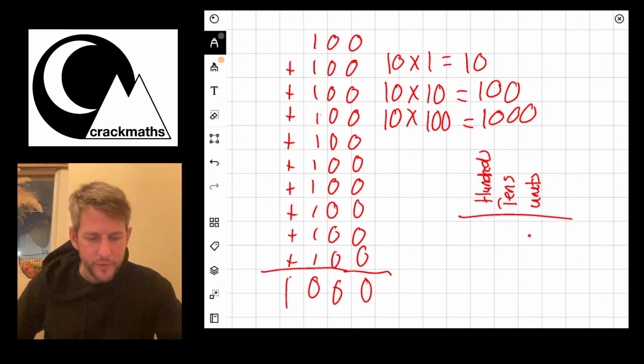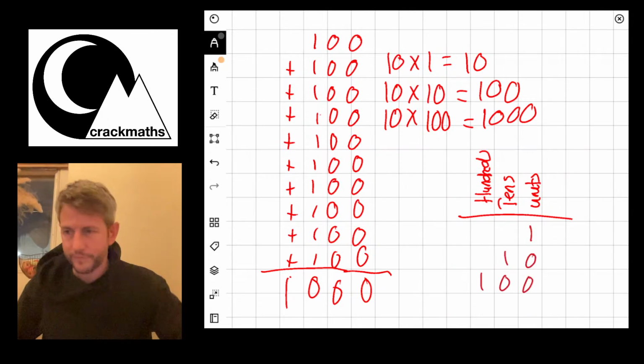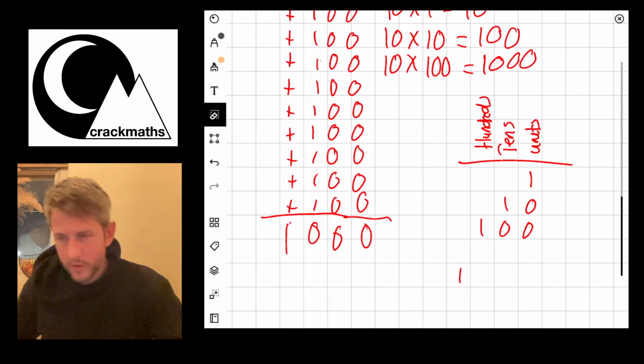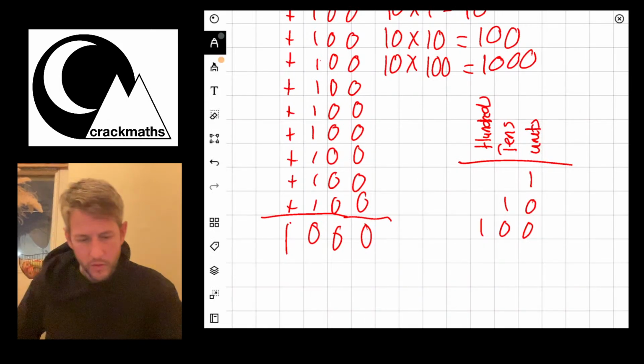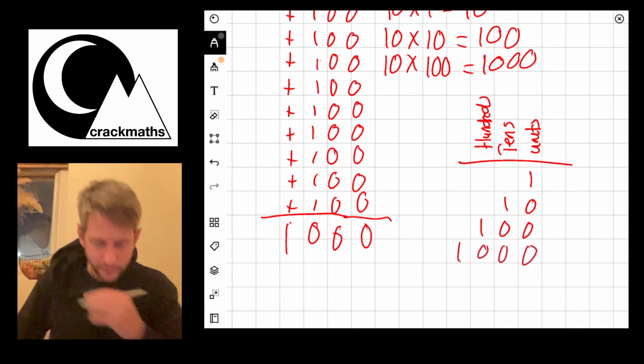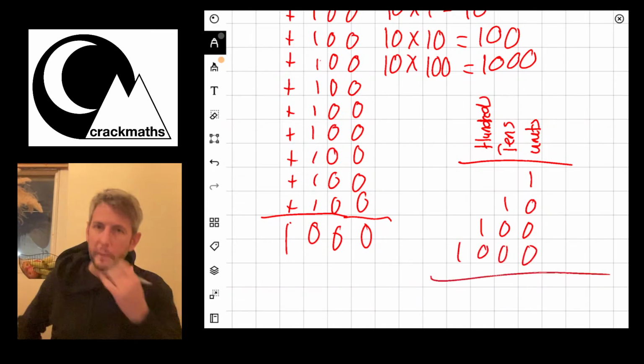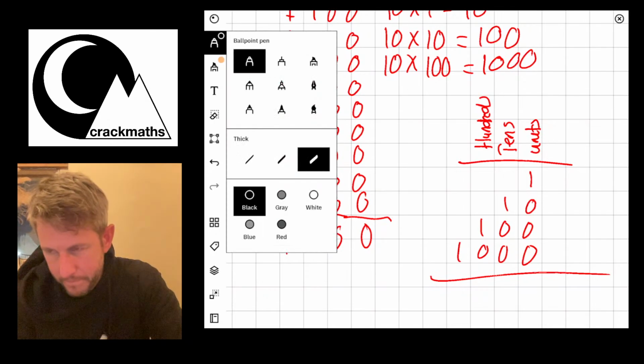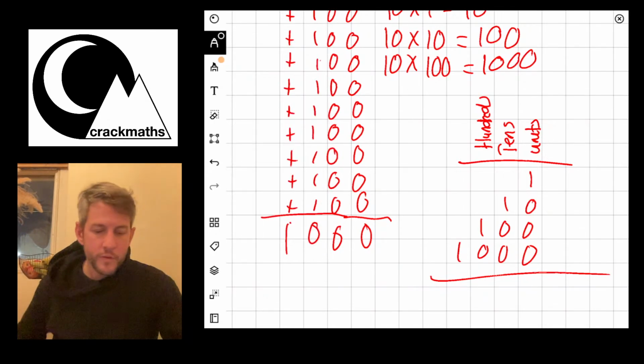We can see that we've gone from 1 to 10 to 100 to 1000. Okay, so let me change back my pen to black. So here we go, and that's what we've got.